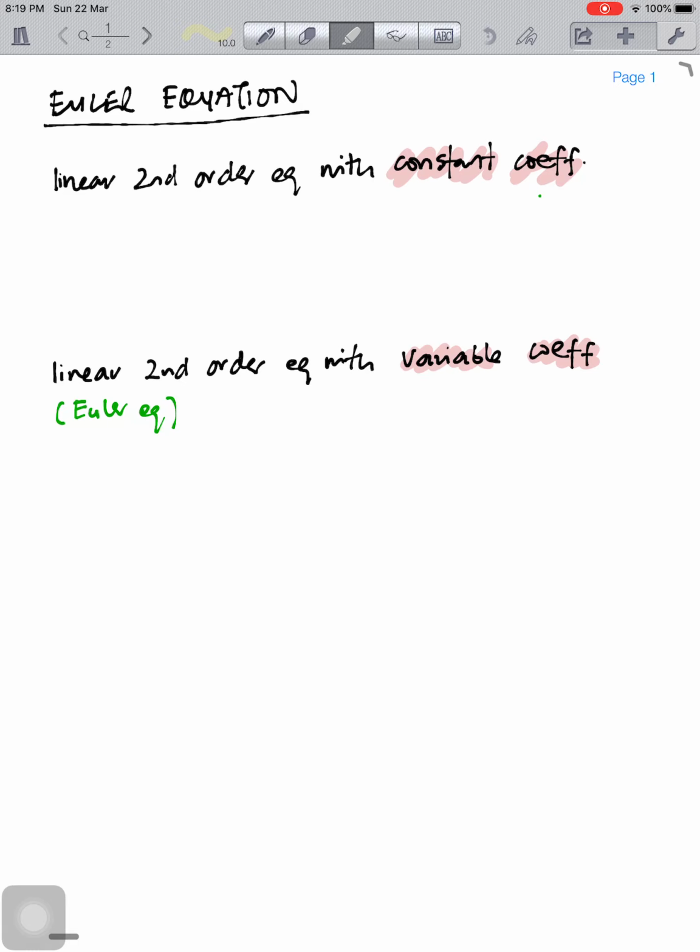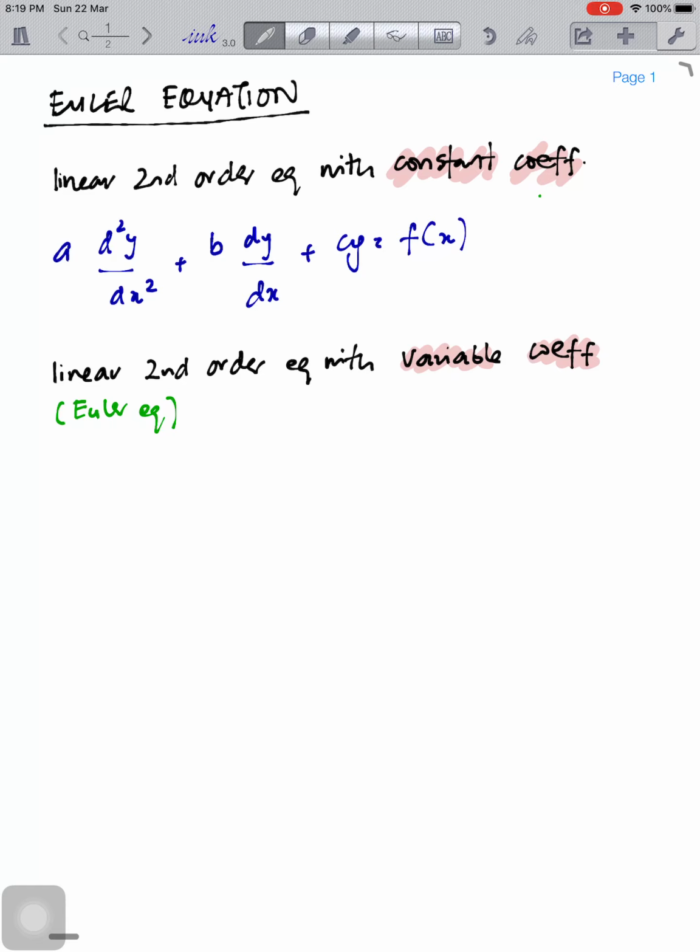The equation that we have seen before is actually known as a linear second order equation with constant coefficient. It is an equation in the form of a d square y over dx square plus b dy over dx plus cy, and that is going to equal some function f of x. It's called linear second order with constant coefficient because the coefficient of the second derivative, a, is a constant value, the coefficient of the first derivative, b, is also a constant value, and the coefficient of y, c, is also a constant value. So that's why it's called linear second order with constant coefficient.